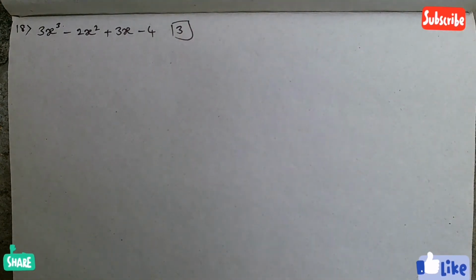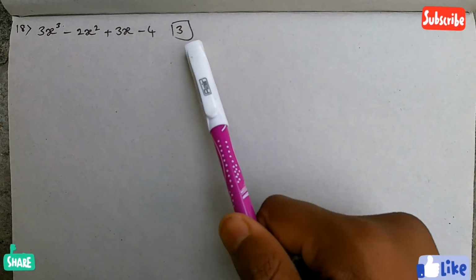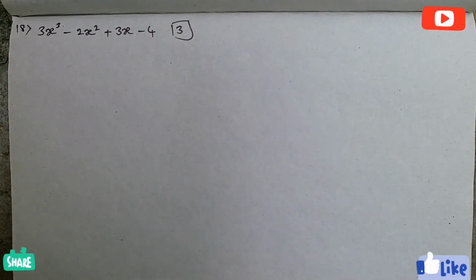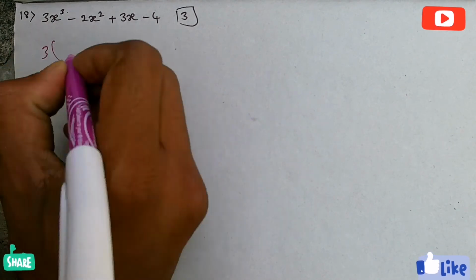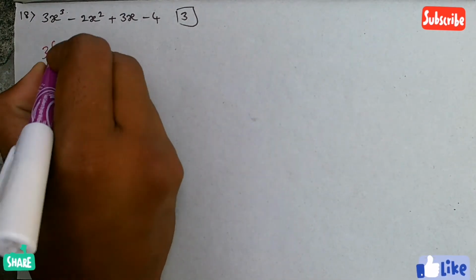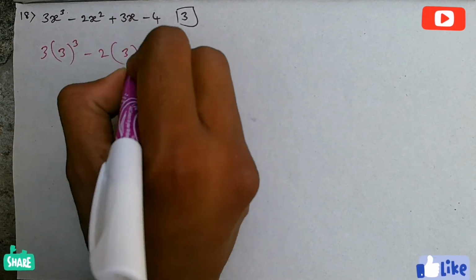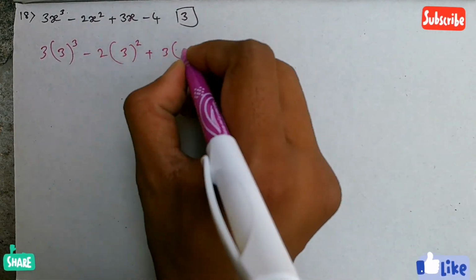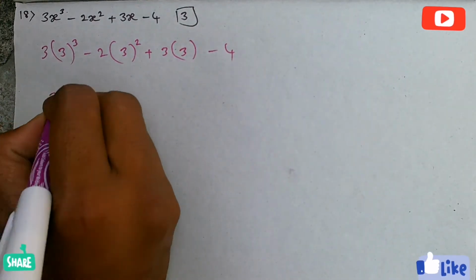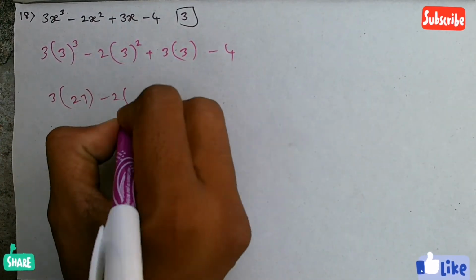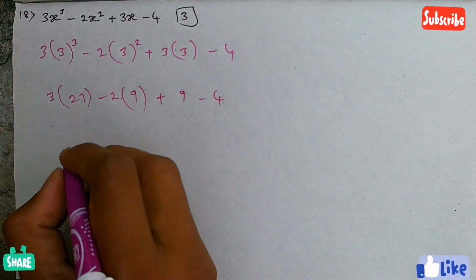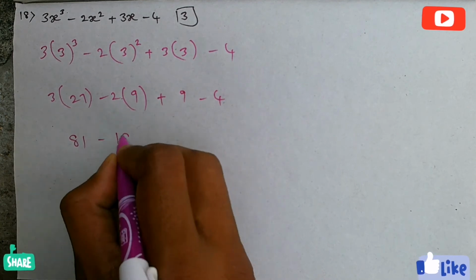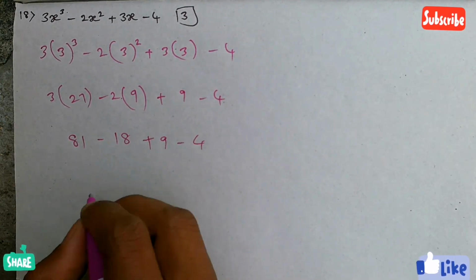Next question, 3x cube minus 2x square plus 3x minus 4, and it is asking to check for number 3, whether it is a 0 or not. So here 3 into, in the place of x we need to substitute 3, whole power 3, minus 2 into 3 square plus 3 into, in the place of x, 3 minus 4. 3 into 3 cube, 27, minus 2 into 3 square, 9, plus 3 3s are 9, minus 4. 3 into 27, 81, minus 2 9s are 18, plus 9 minus 4.